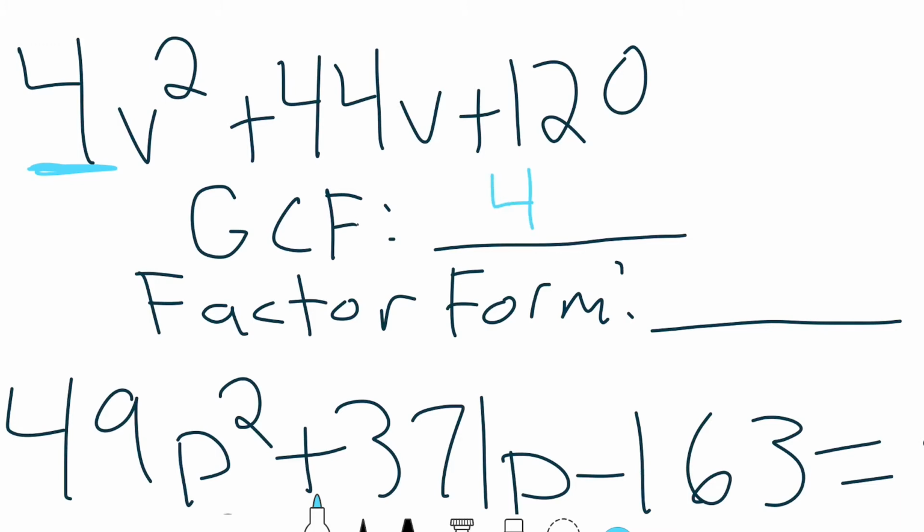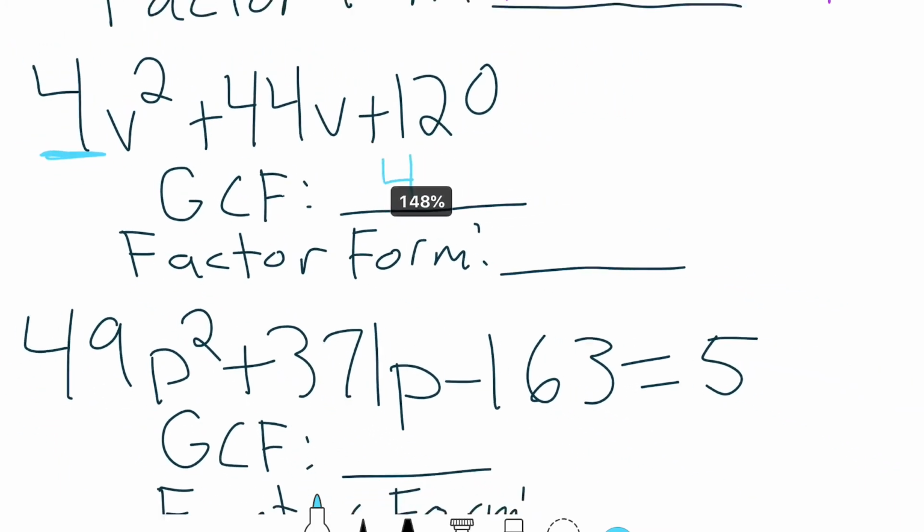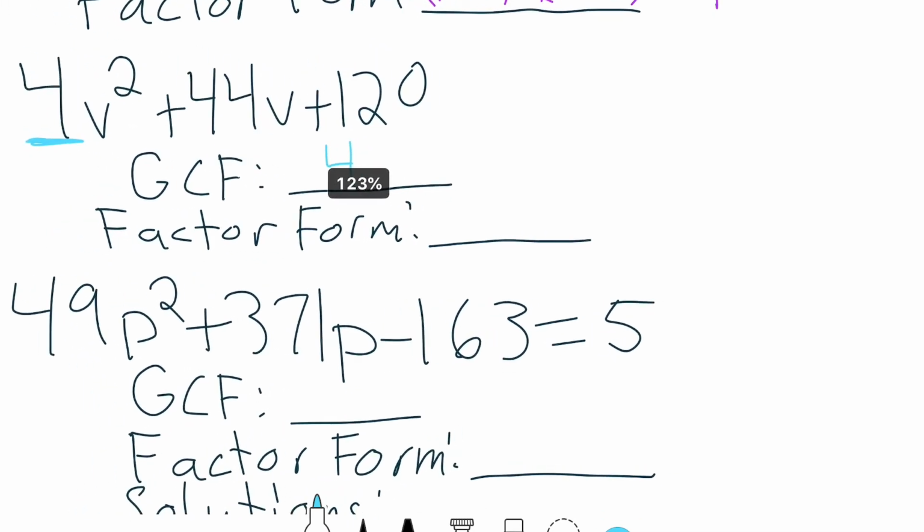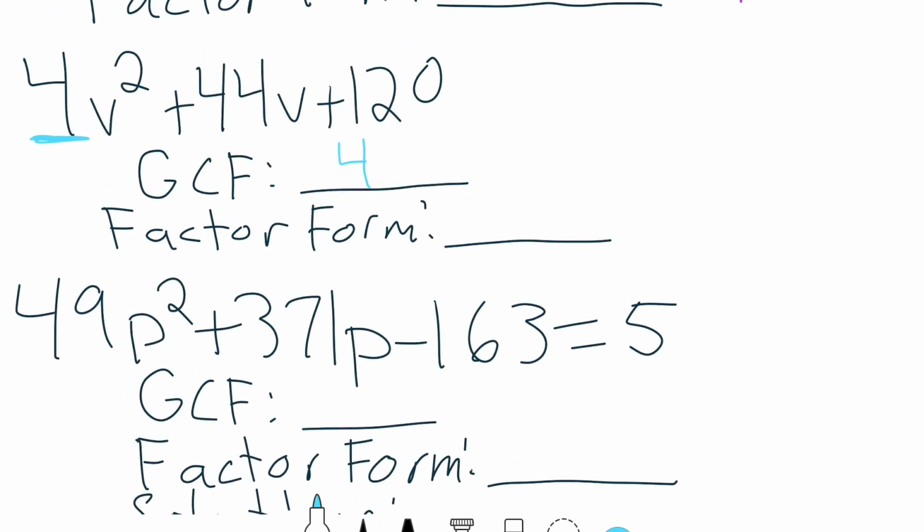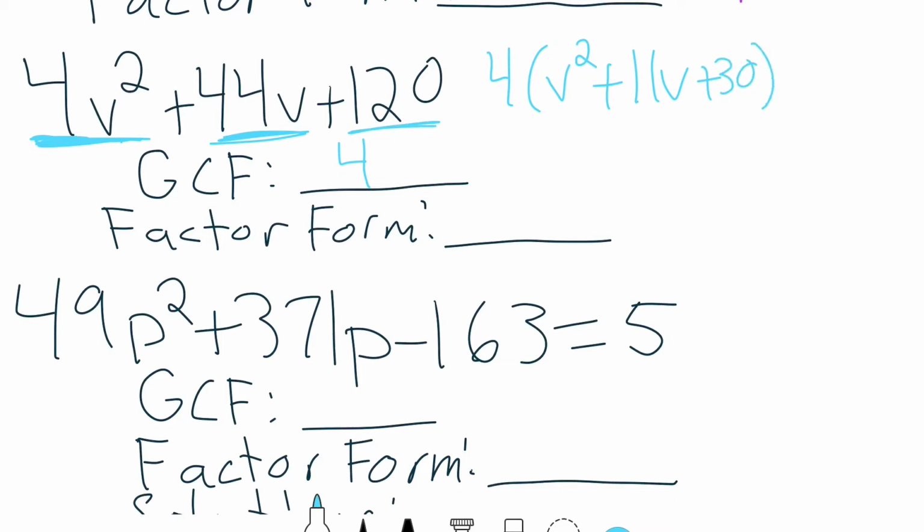Yes. So we're going to have to divide all of our terms by that greatest common factor. So that 4 comes out front, and we're going to do 4v squared divided by 4, which gives us v squared. Then 44v divided by 4 gives me positive 11v. And then 120 divided by 4 gives me positive 30.